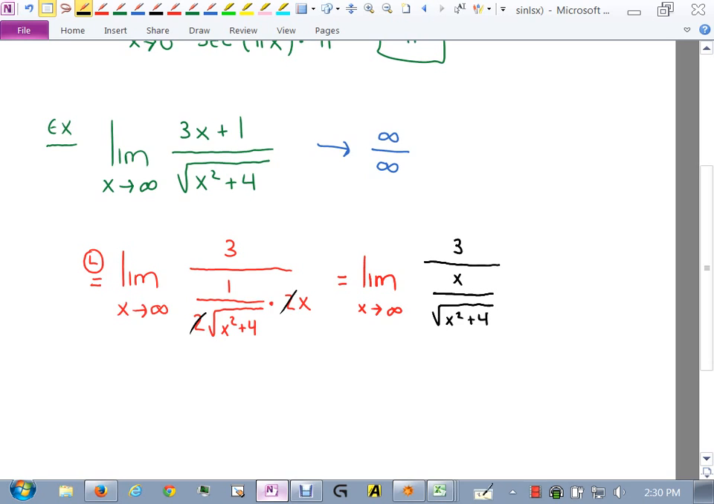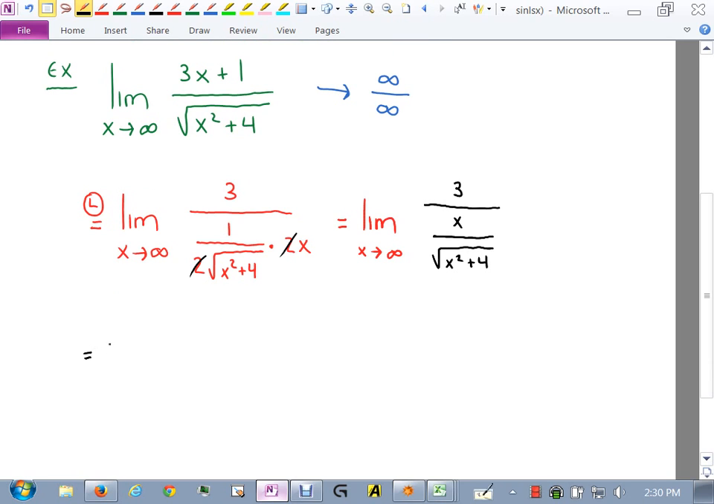And can you rewrite that? Yeah, you could rewrite that as limit as x goes to infinity of 3 root x squared plus 4 over x. Did that help? What happens when we let x go to infinity? On the top you get infinity, on the bottom you get infinity again. That didn't really help, did it?